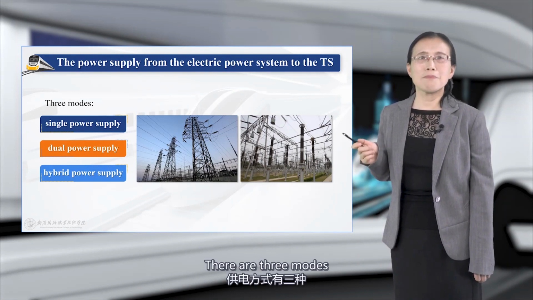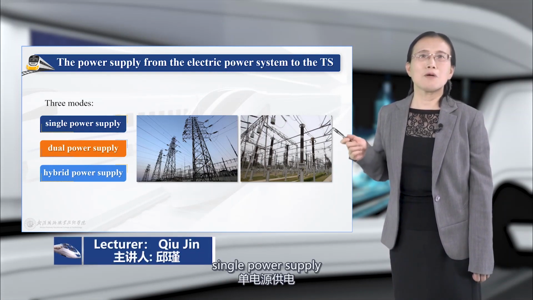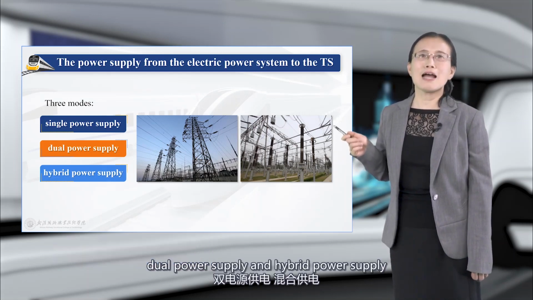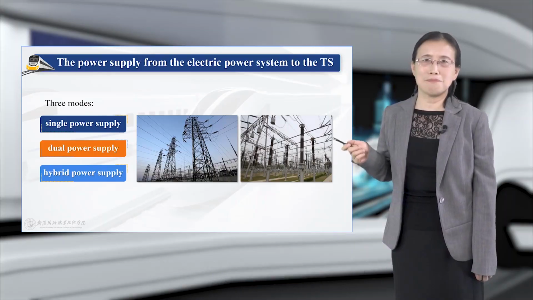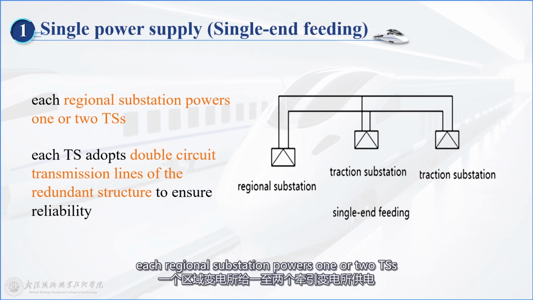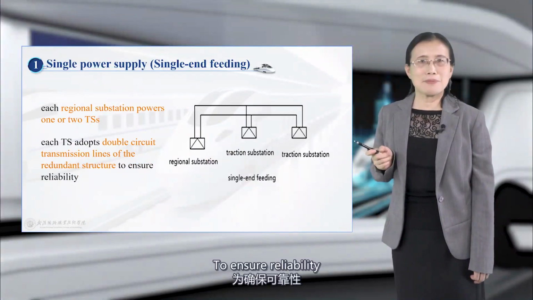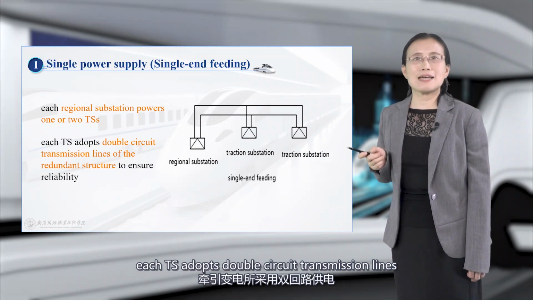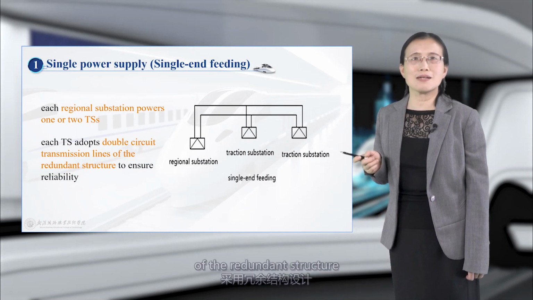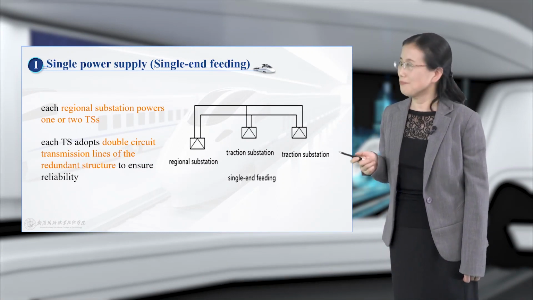There are three modes: single power supply, dual power supply, and hybrid power supply. Single power supply. In single-end feeding mode, each regional substation powers one or two TS. To ensure reliability, each TS adopts double-circuit transmission lines of the redundant structure.